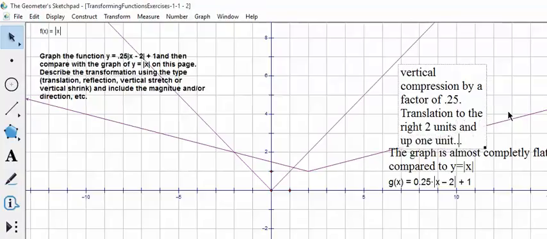Now we have a good description that has the words vertical compression. It's got the translation, how many units right and how many units up. It's got everything we need. It also has the graph, which you need too.